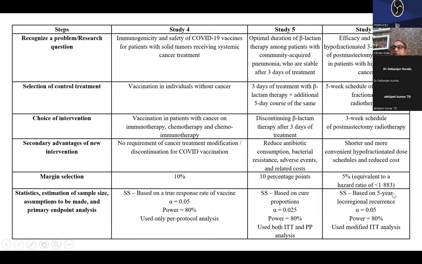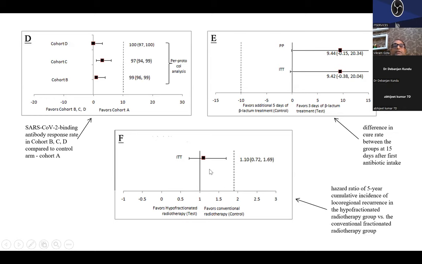The hazard of 1.883. The hazard of 1.8 is a very huge hazard ratio. Generally, it may not be advisable to set such high hazard ratios for non-inferiority trials, because then sometimes it may become meaningless.